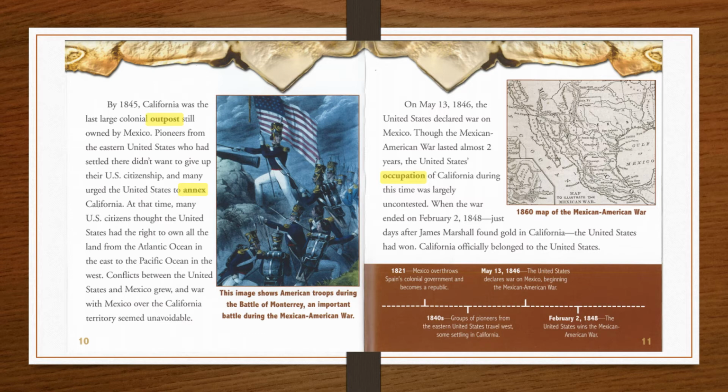Let's go to the next date. May 13th, 1846, the United States declares war on Mexico, beginning the Mexican-American War. And last, February 2nd, 1848, the United States wins the Mexican-American War. So the Mexican-American War was against Mexico, and it was fought because of the fact that the United States wanted California as part of their territory so that we could grow across the continent, in this case the North American continent, and we would own land from all the way from the Atlantic Ocean to the Pacific Ocean at that point in time.